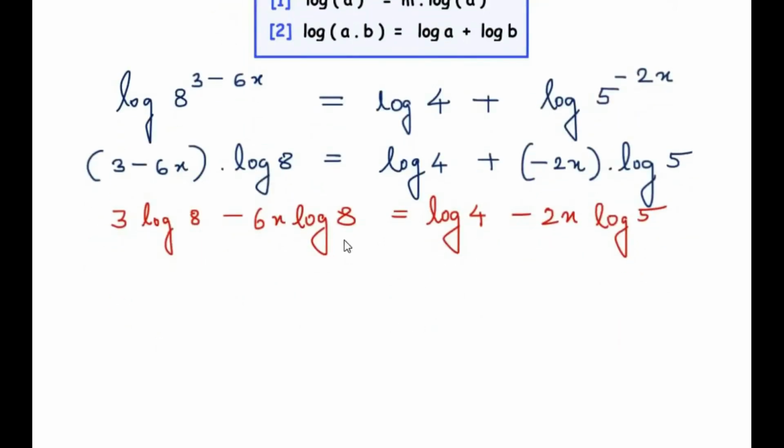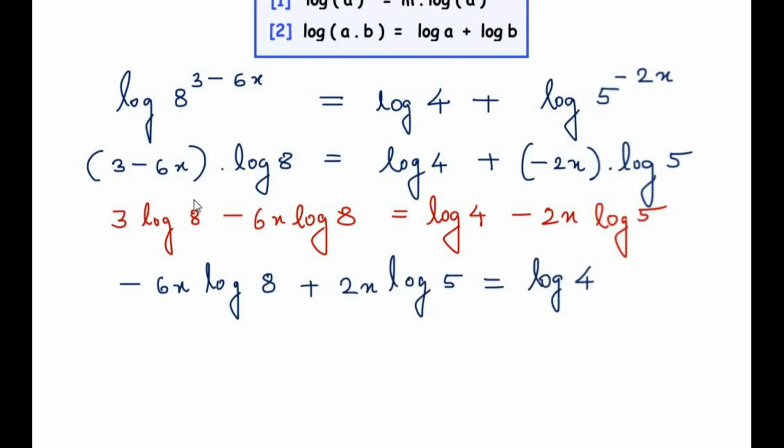Now the next step is gathering the like terms. We are going to gather the x terms on one side of the equal to sign and rest of the terms on the other side. So here we can see that minus 6x log 8 and minus 2x log 5 are like terms because both terms have x in them. So we are going to write here minus 6x log 8. Now minus 2x log 5 becomes plus 2x log 5 equal to, now let us keep log 4 as it is, and plus 3 log 8 becomes minus 3 log 8.